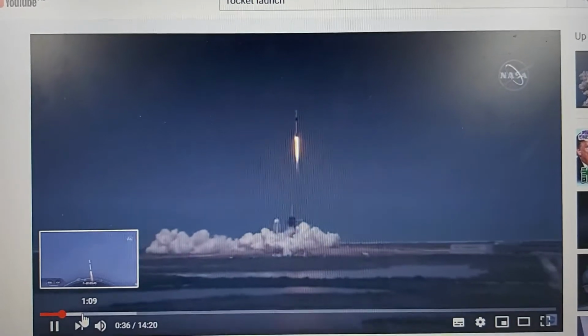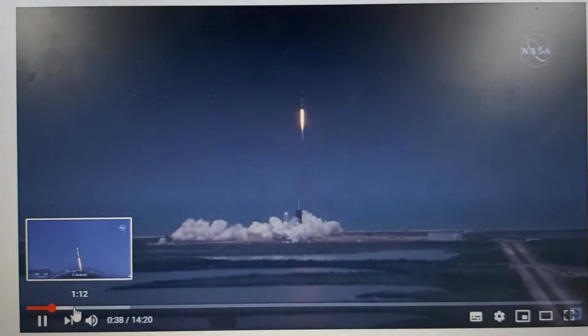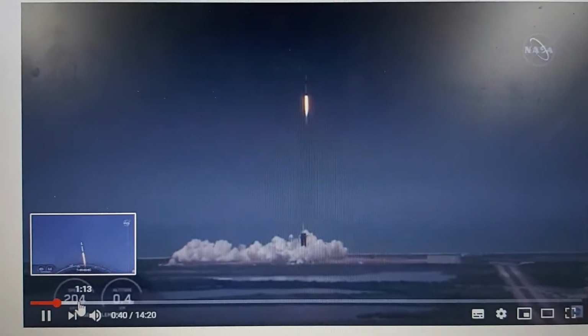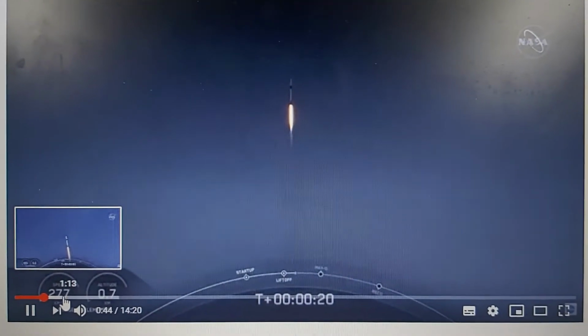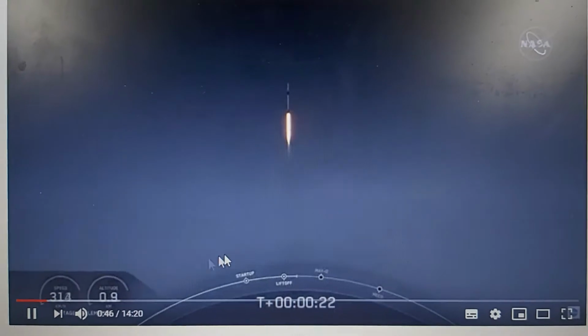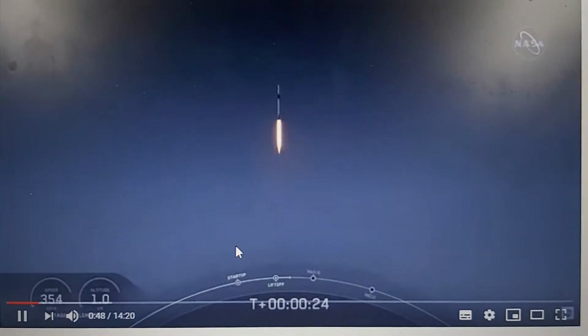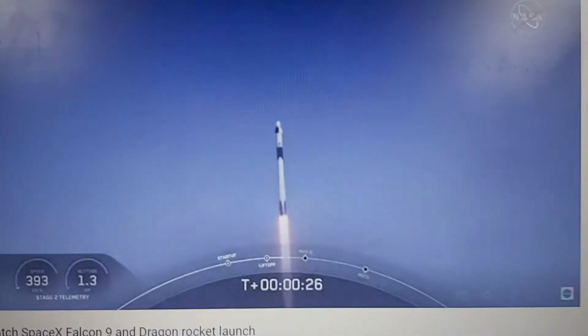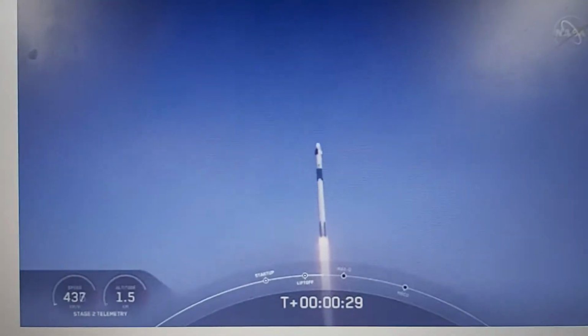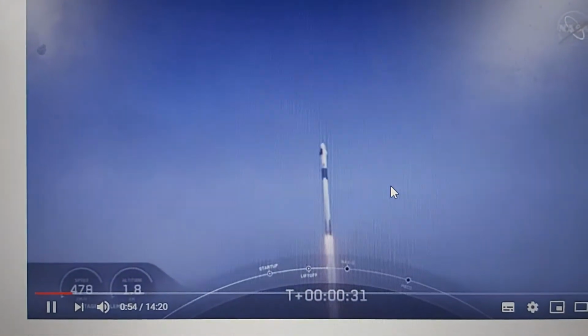America has launched. All right, this is a launch of a rocket, and the speed of the rocket is actually increasing, which means this rocket is accelerating. It's getting faster, or else it will not be able to escape the gravity of the Earth. So it's getting faster.